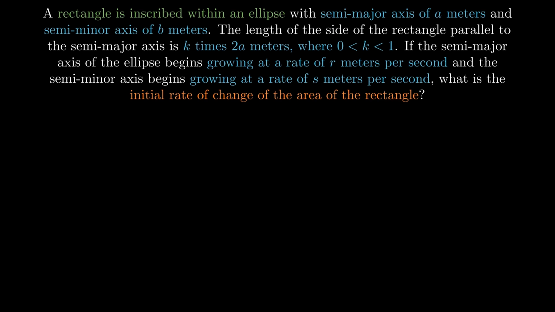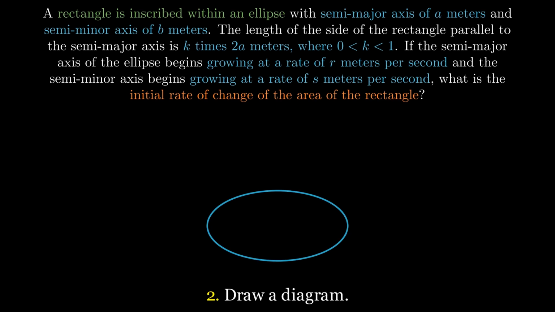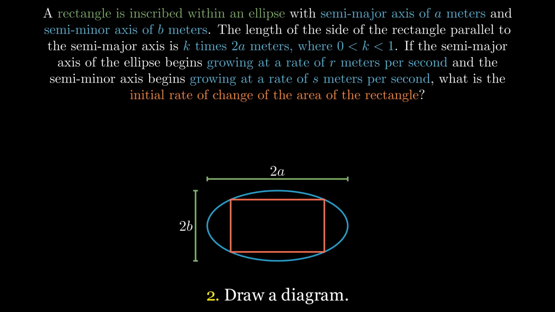The next thing to do is to draw a diagram to organize what all these words are saying in a more understandable format. First, let's add in our ellipse. Now, let's draw a rectangle. Each of its vertices lies on the ellipse. It's usually a good idea to label important lengths on our diagram. Let's add in the facts we know about the dimensions of the ellipse and that one of the sides of this rectangle has a length of k times 2a.